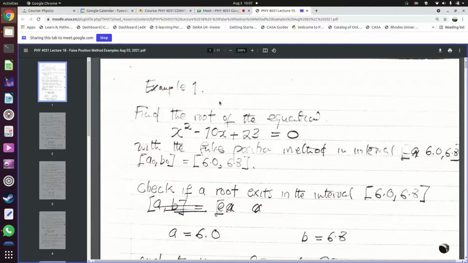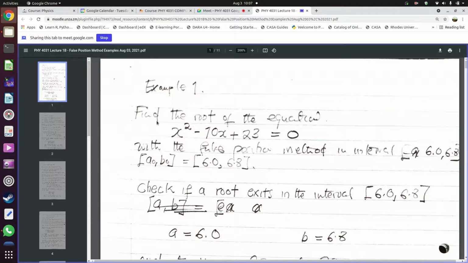Okay, so we are going to continue looking at examples, actually two examples, of how we use this method and see how it works. Then after that, we are going to create a program which is going to operate based on how this algorithm works. So here we have got an example.